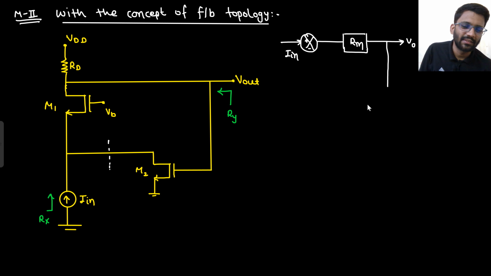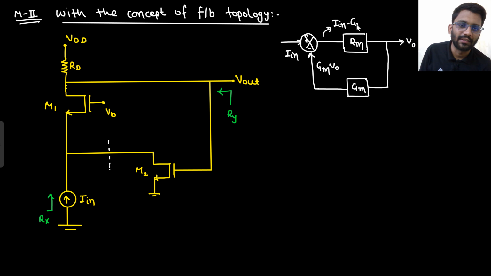Some voltage was fed back in the form of current, GM V naught, and this was I in minus GM V naught. Well and good, this was happening. I in minus GM V naught was the input current that was going, and then you were having the output. Well and good.